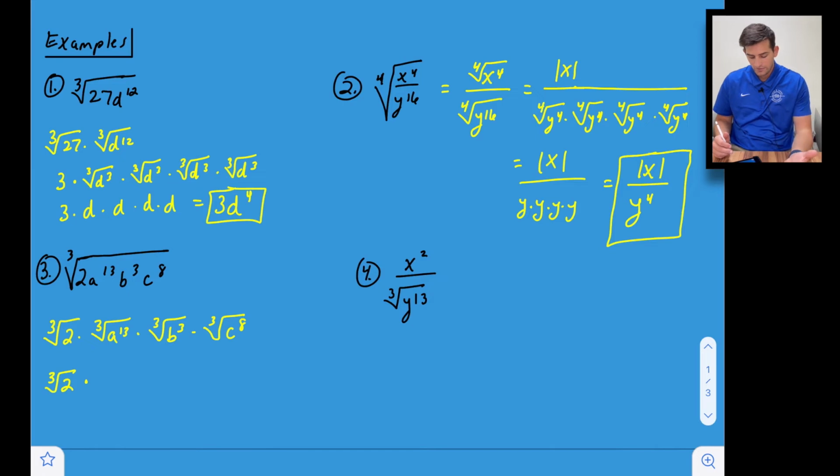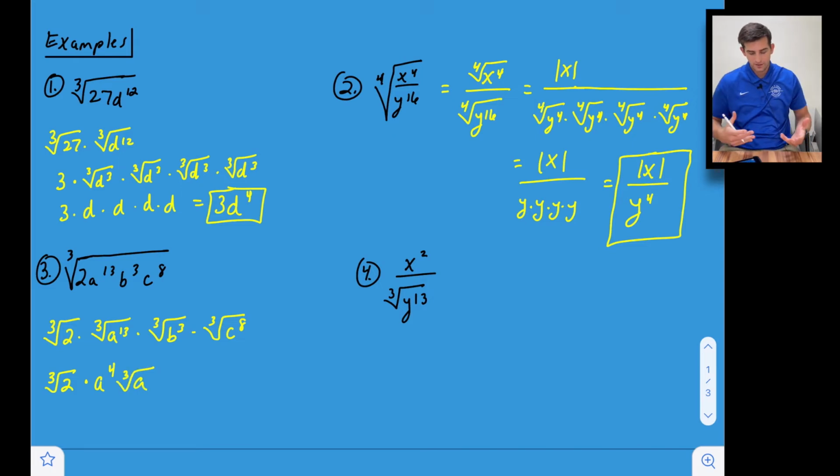Okay, well, we have 13, so we know that at least 12 of those a's, we could put in groups of 3, or excuse me, in groups of 4, right? So we have a cubed, a cubed, a cubed, a cubed. That would be a to the 12th. And then we have one more factor of a. So once we do that, we're able to actually pull out an a to the 4th, okay? And then we still have cube root of a.